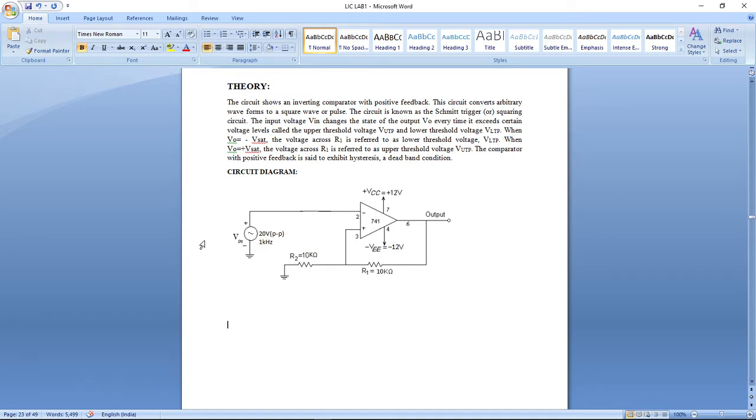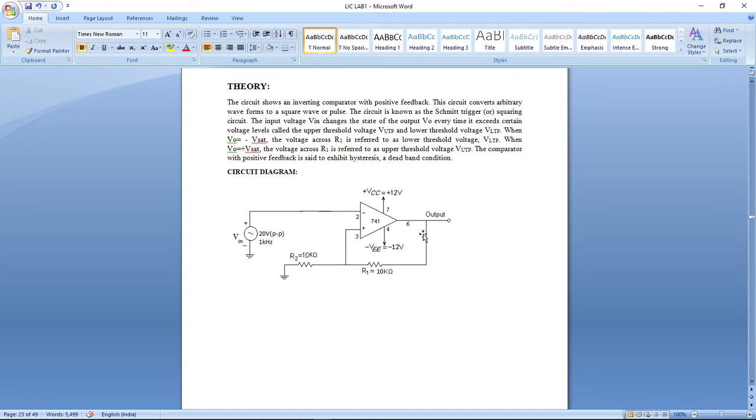The positive terminal is connected in between the resistors, and one terminal of the resistor is grounded. Here we can observe that the 6th terminal is the output of this op-amp, and the output is given back to the non-inverting terminal. So it is also called positive feedback of the op-amp. It has different names: Schmitt trigger, or positive feedback comparator.